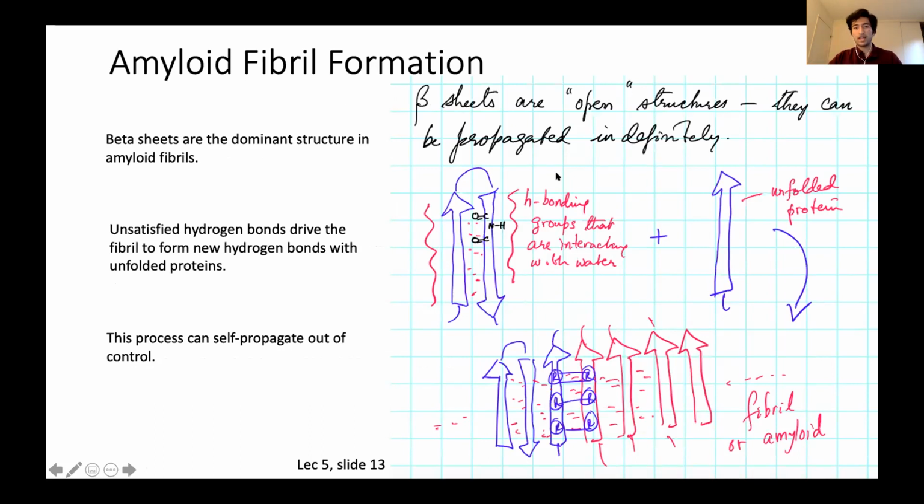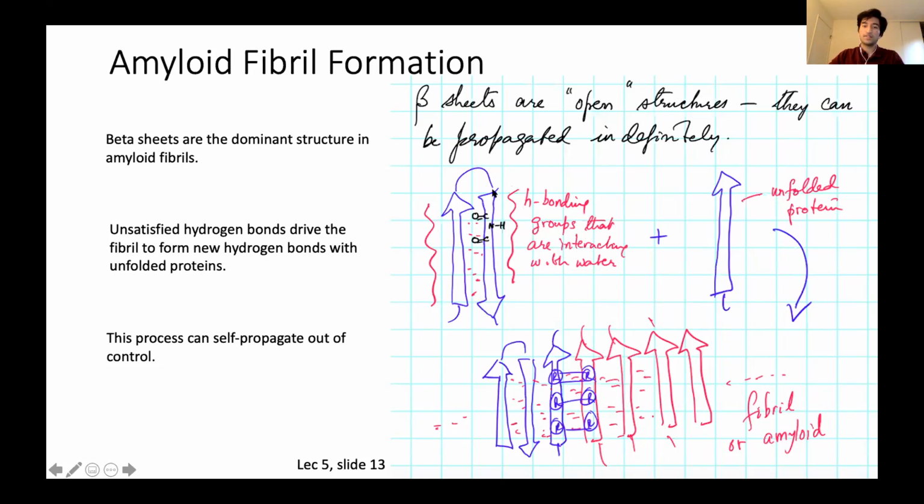To briefly recap what fibrils are and why they're a concern in a biological context: the dominant secondary structure involved in a fibril is the beta sheet. If you'll recall, if the beta sheet is not folded into a barrel and is just in a straight planar shape, it has hydrogen bonds on the surface that are unsatisfied.